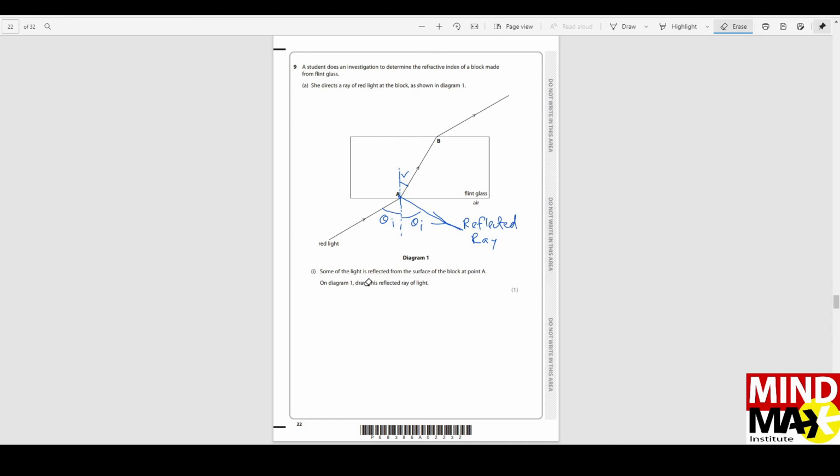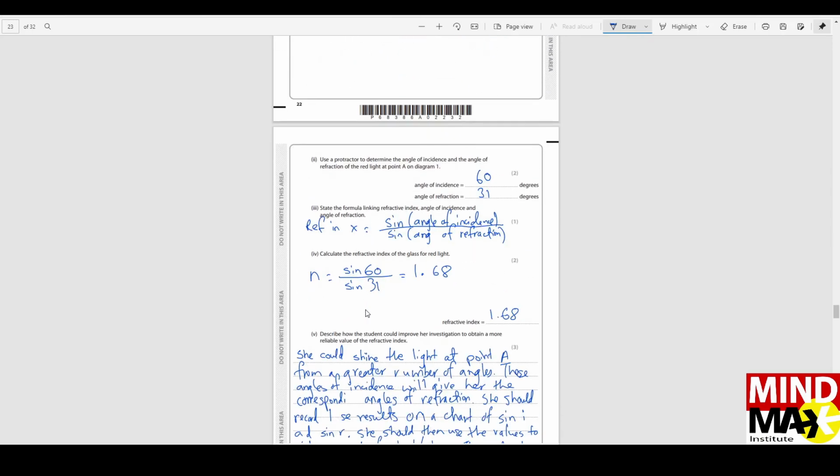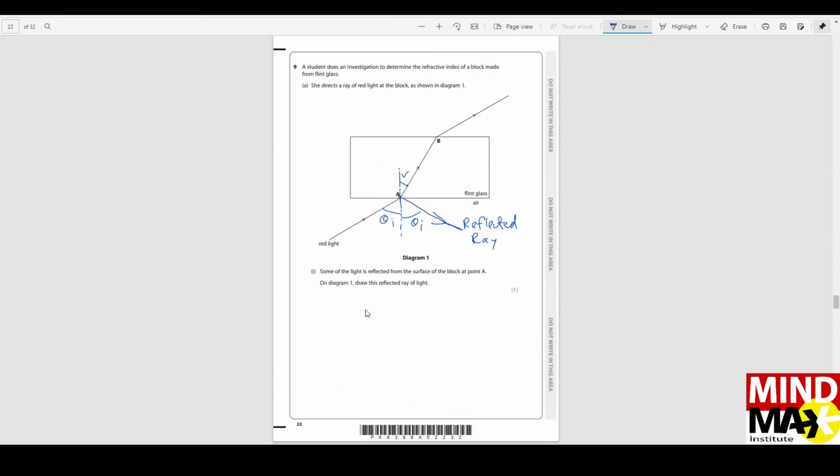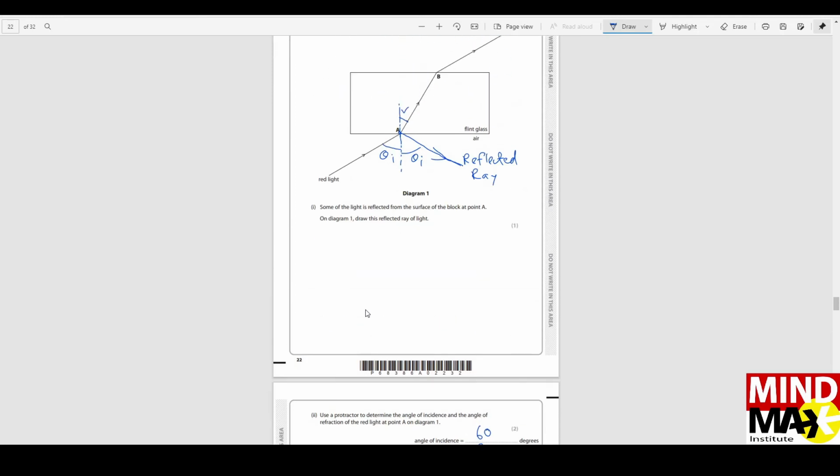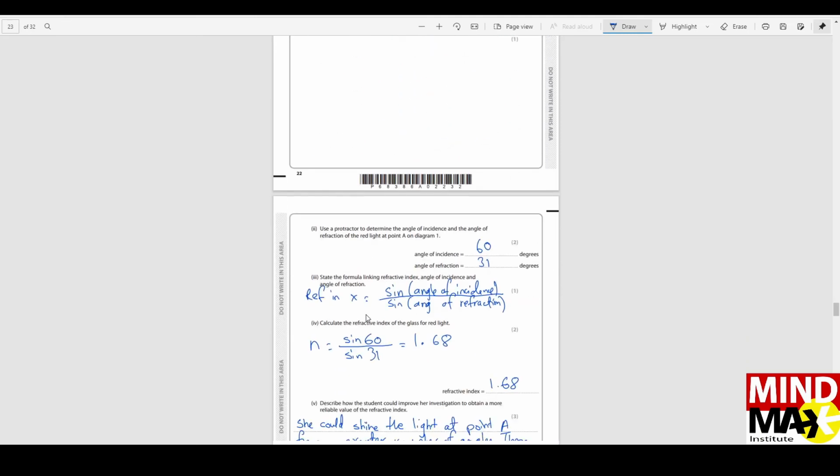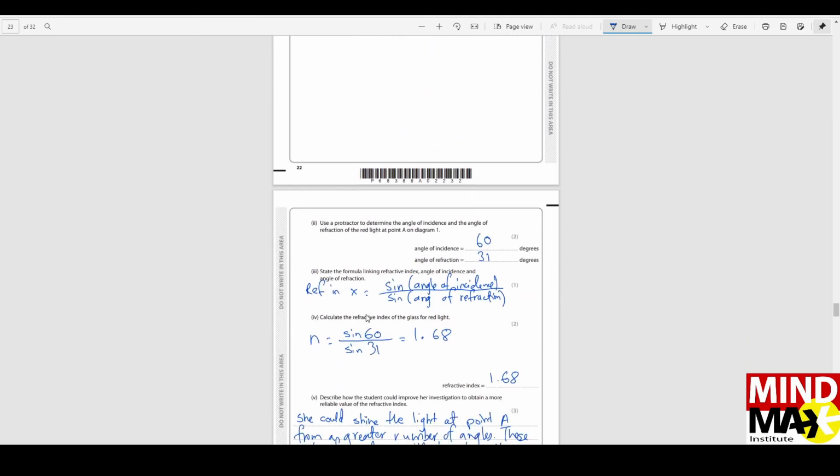The next part is, you have to make sure that the angle of incidence here is the same as this one, because the angle of incidence has to be equal to the angle of reflection. So the reflected ray, the angle it makes with the normal, has to be equal to the incident angle. Then you have to use a protractor to get this value, the angle of incidence, and this value, the angle of refraction. So it comes to 60, the angle of incidence, and 31, the angle of refraction. Then we use these two values to find the refractive index, which is sine i by sine r.